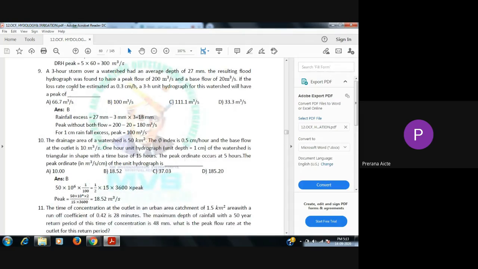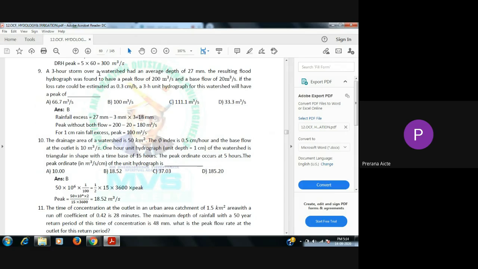The number of problems asked, every time the information is of this type only. So let's see, a 3-hour storm over a watershed had an average depth of 27 mm. Read the problem carefully. A 3-hour storm over a watershed had an average depth of 27 mm. So the resulting flood hydrograph was found to have a peak flow of 200 meter per second and base flow of 20 meter per second.